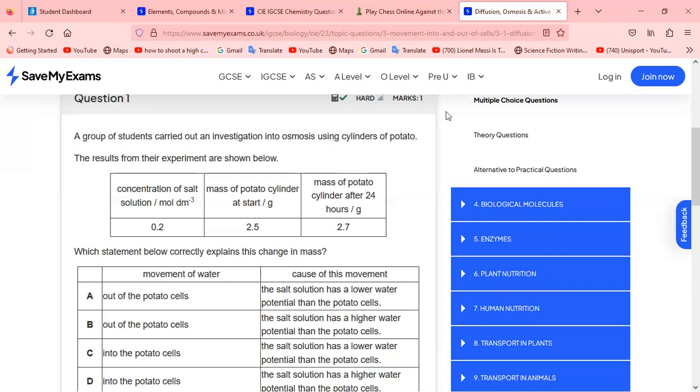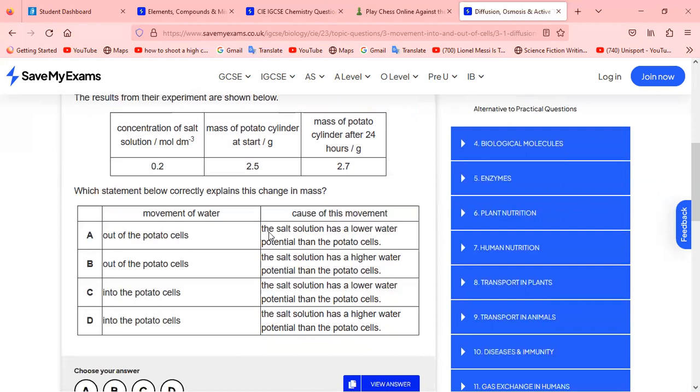Out of the potato? No, I think it'll be inside the potato cell. The salt solution has a lower water potential than the potato cells. No, it can't be out. So it has to be into the potato cells. Yes. The salt solution has a lower water potential than the potato cells. Therefore C.